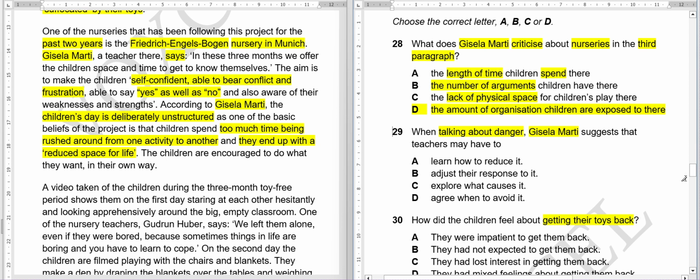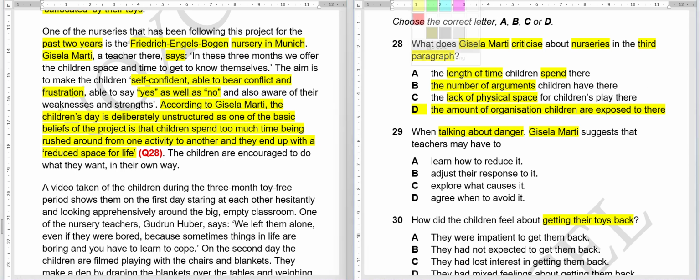The amount of organization children are exposed to. Where is it written? Yes, here. From here to here, let me mark the location, then I will explain. So here they're saying that children are being rushed from one activity to another, and they end up with a reduced pace for life. So this is the criticism Gisela Marti has of the nurseries that are too structured. That's why this particular person is in favor of an unstructured day.